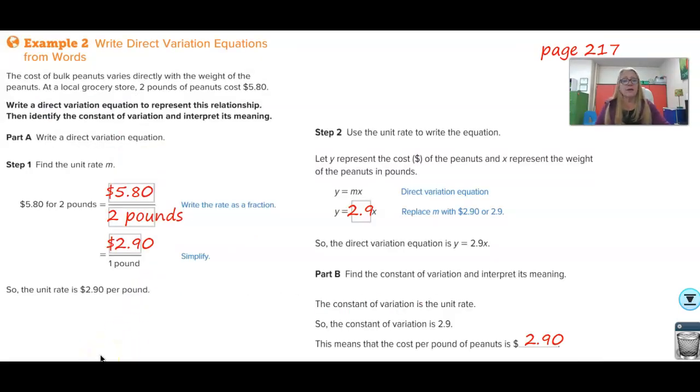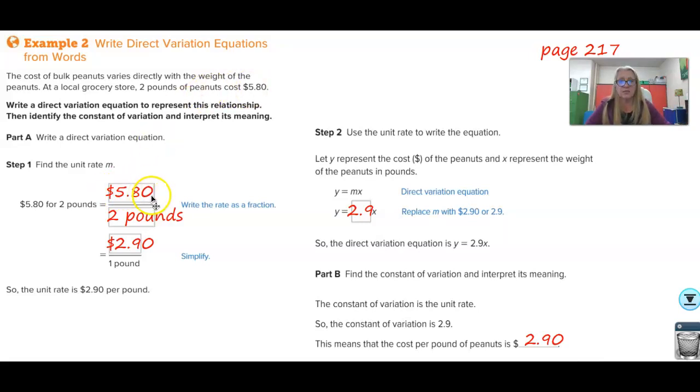Now they're going to show you how to write a direct variation equation when you don't have a graph, you just have words, okay? The cost of bulk peanuts varies directly with the weight of the peanuts. At a local grocery store, 2 pounds of peanuts cost $5.80. Well, your goal is to know how much one is going to cost. You always want to know one. You want a unit rate, okay?